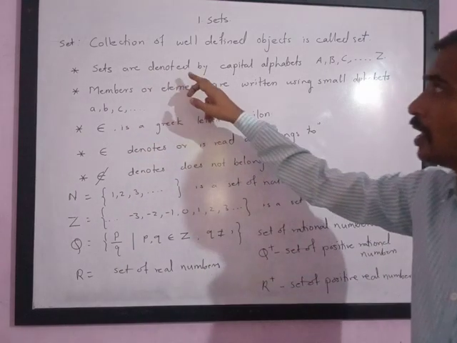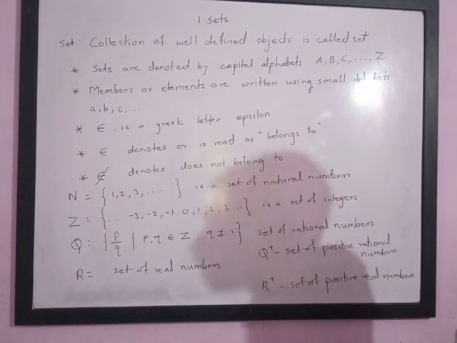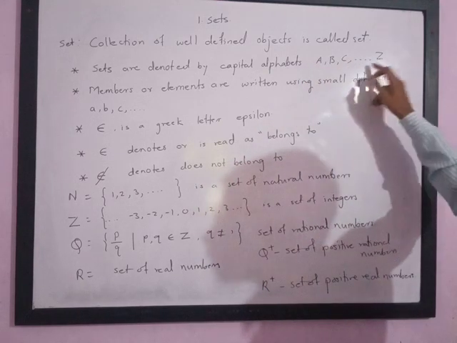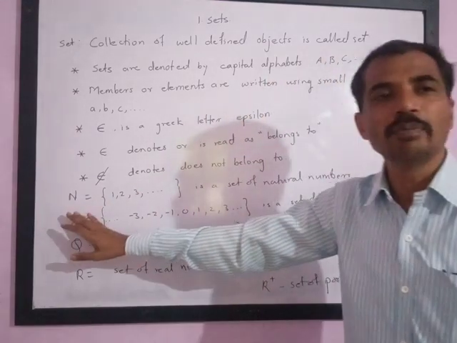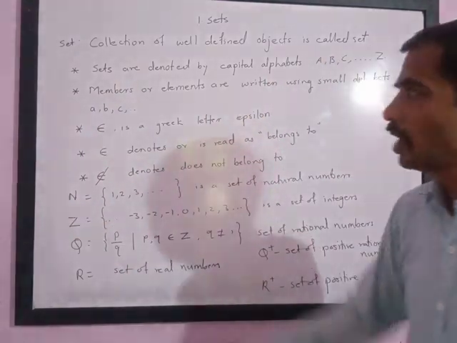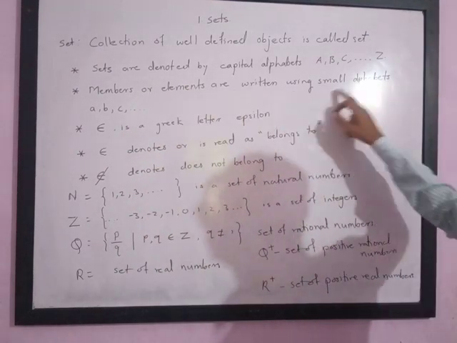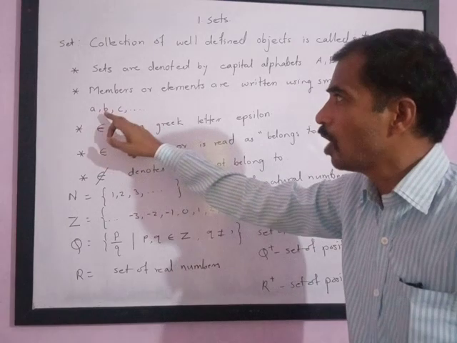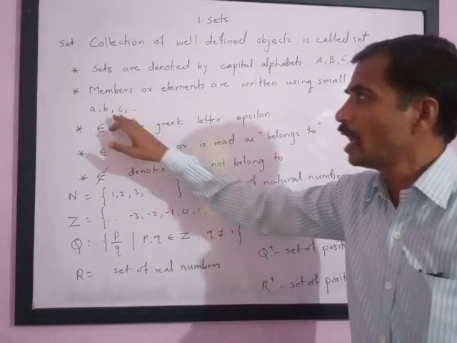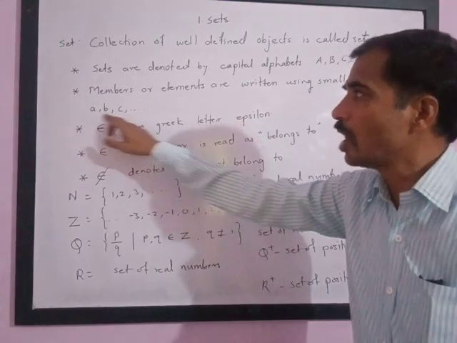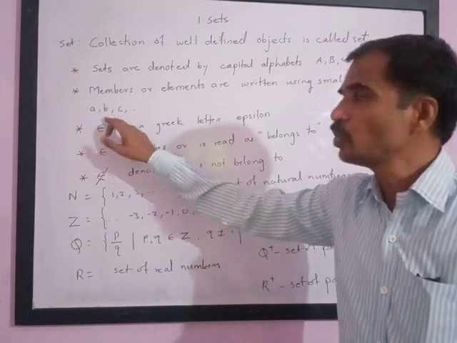Sets are denoted by capital alphabets. These sets are always denoted by capital alphabets: A, B, C, you can use any capital alphabet. But certain alphabets have a certain meaning in this chapter. We are going to study this later on. Members and elements are written using small alphabets a, b, c. All the elements written in a set are always written with a small alphabet.